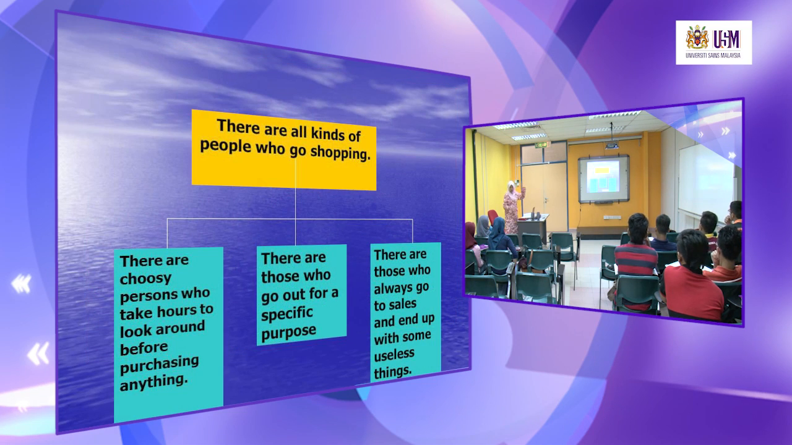Yes. So if I ask you to put it in the form of this table, this is what it is all about. You have that main idea: there are all kinds of people who go shopping. And then what are the details? The choosy ones, those who go out for a specific purpose, and those who go to sales and end up buying useless things. So which one are you? Number two? Girls? Number one? Three. Three. So can you see the connection when you write?